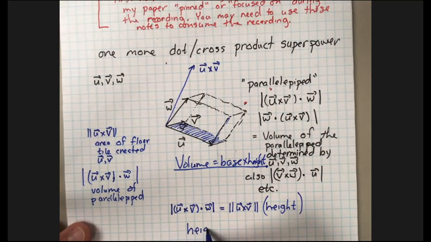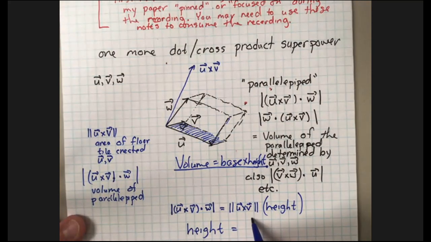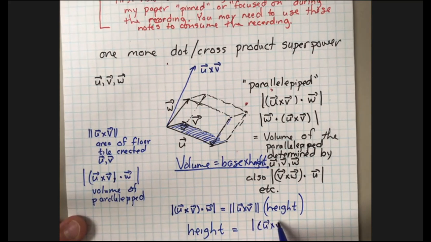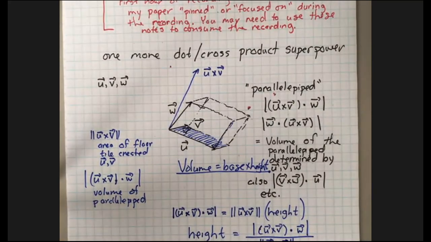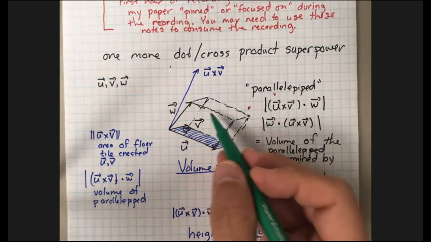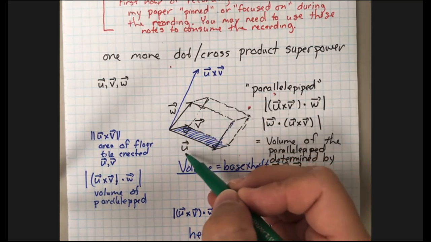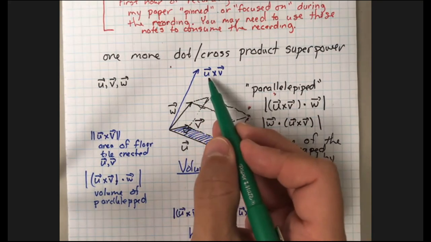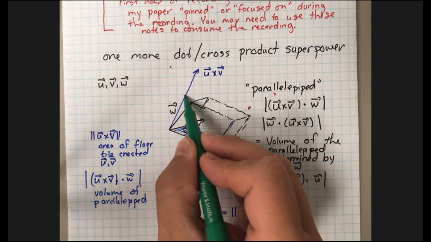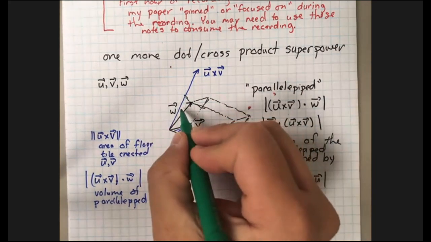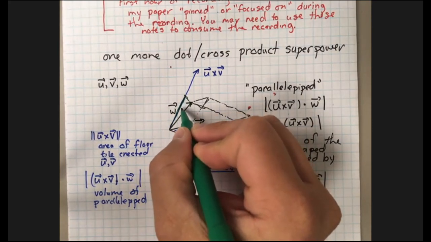Now the height of that box is the absolute value of U cross V dotted with W divided by mag U cross V. And that's not the only useful thing about this image. Think about this. What should be the height of this box? Since U cross V is perpendicular to both U and V, right? I could use U cross V as the measuring stick. I could translate the height of this onto the measuring stick U cross V. I could call this length the height.